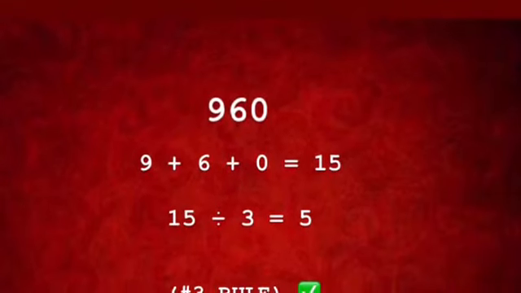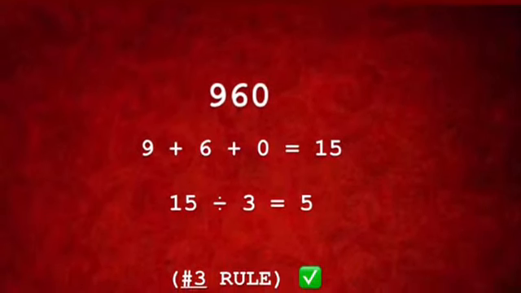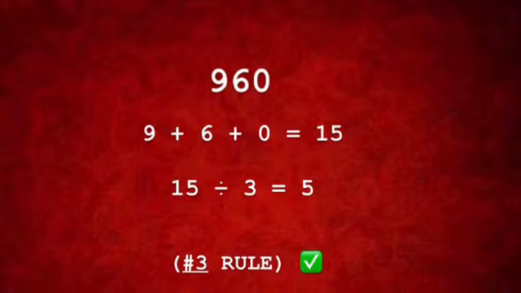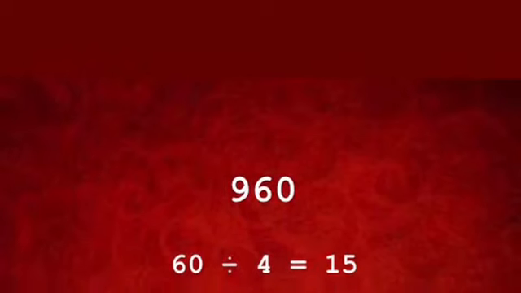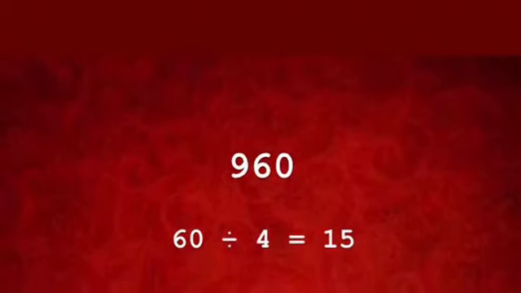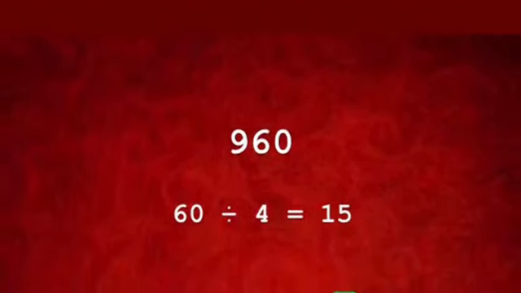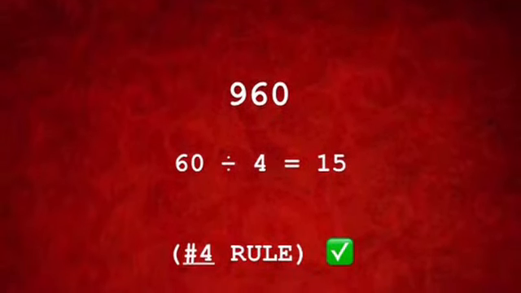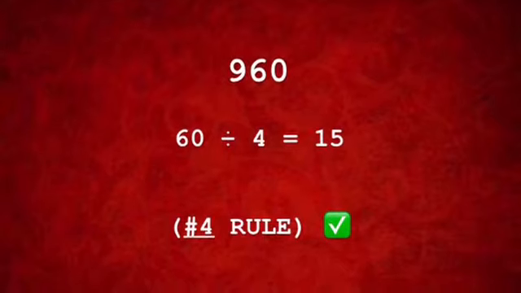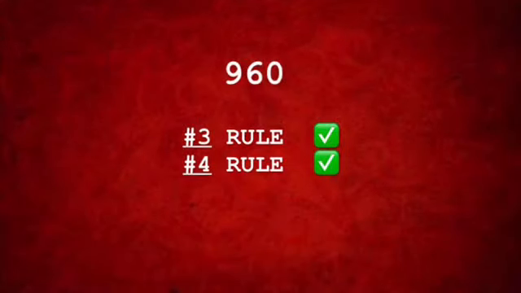And since 15 can be divided by 3, then 960 gets a check on the number 3 rule. Now, to pass the number 4 rule, the last 2 digits of the given number has to be divisible by 4 as well. So since 60 can be divided by 4, then that's another check on the number 4 rule. 960 both passed the numbers 3 and 4 rule, so that means it is divisible by 12.